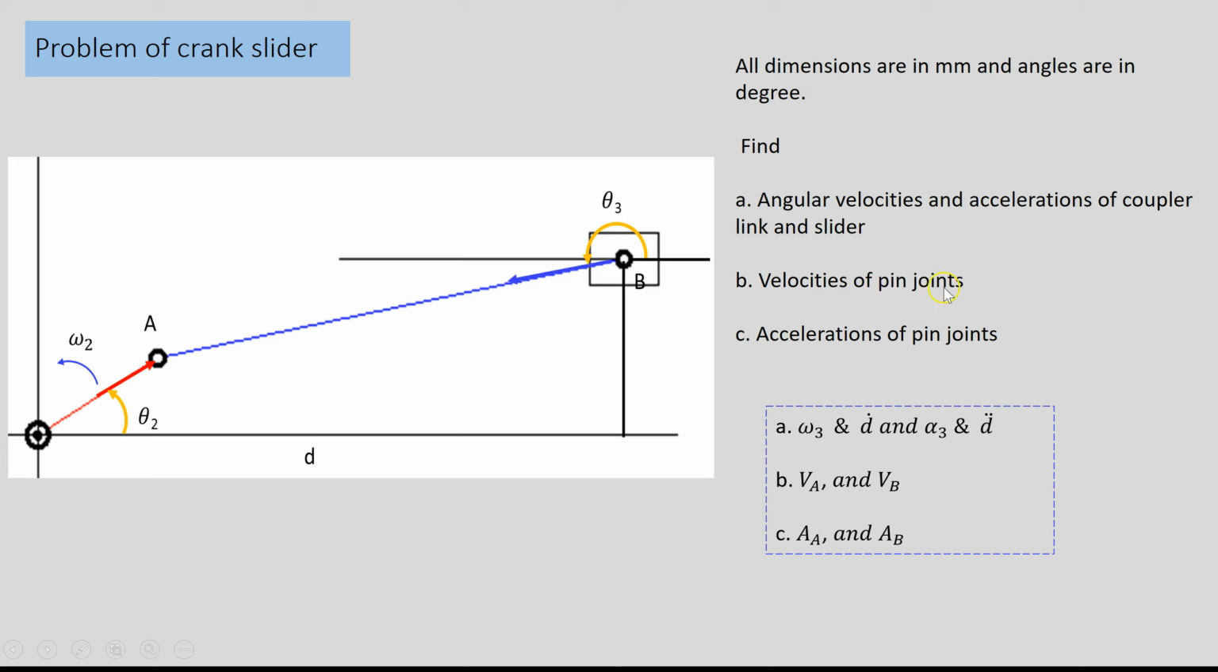Then the velocities of pin joints. This means pin joints A and B, so we need to find the linear velocities of pin joints A and B, which are VA and VB, and also the linear accelerations of pin joints A and B, which we denote as AA and AB.